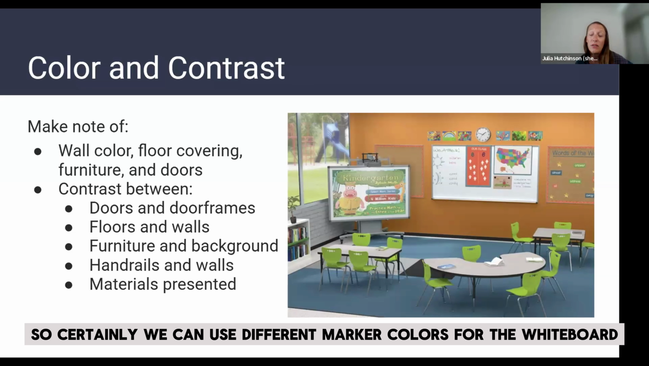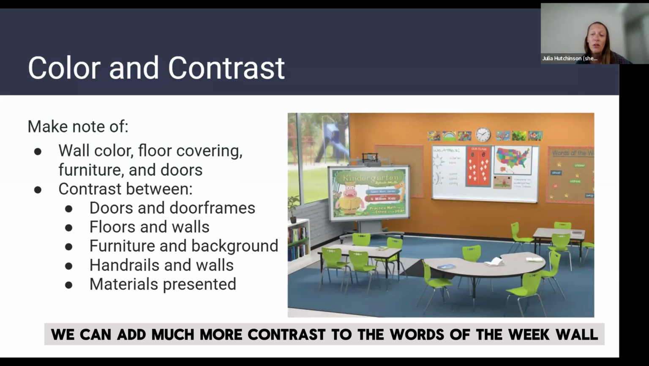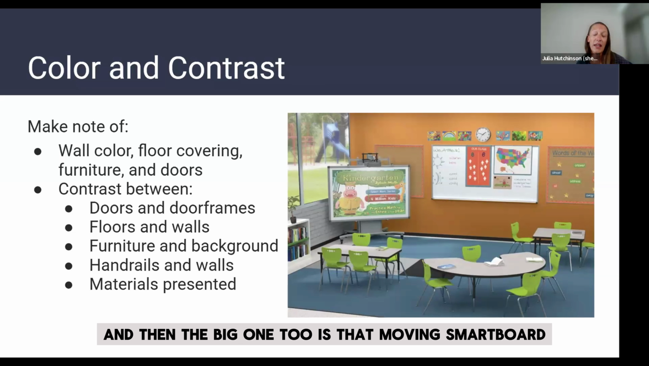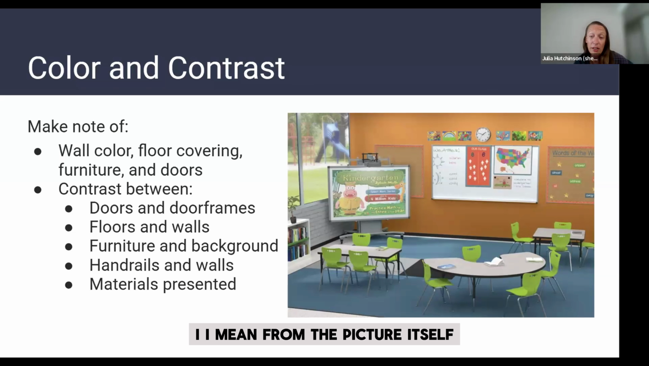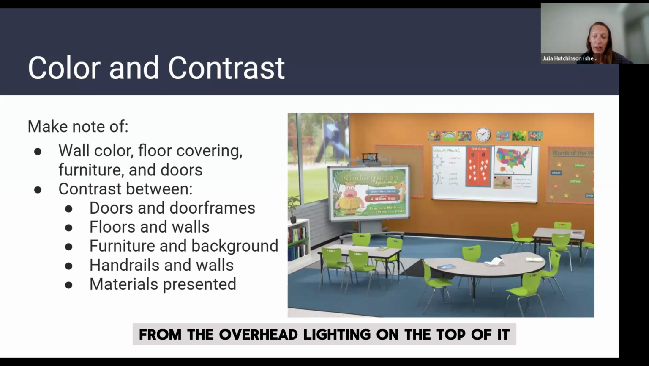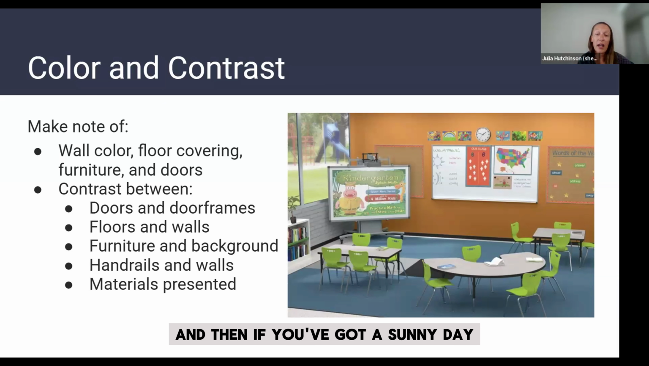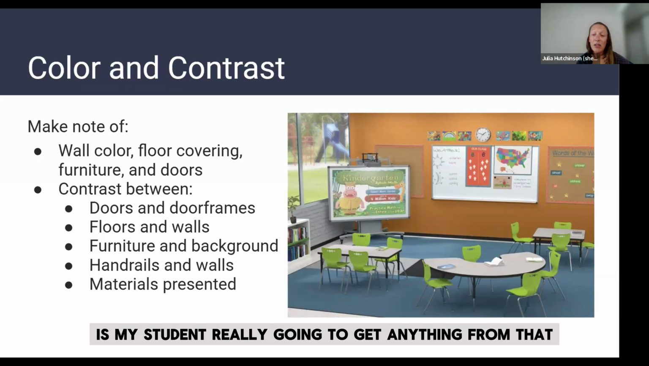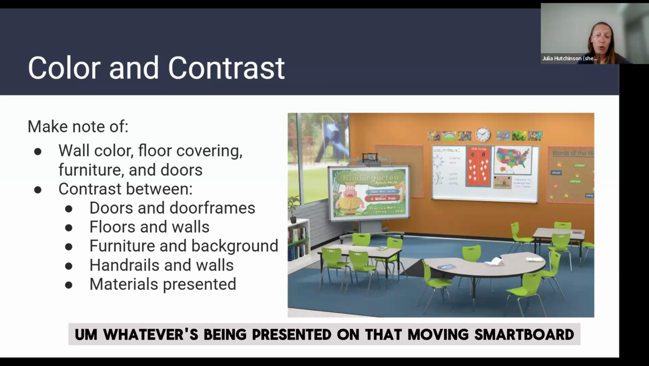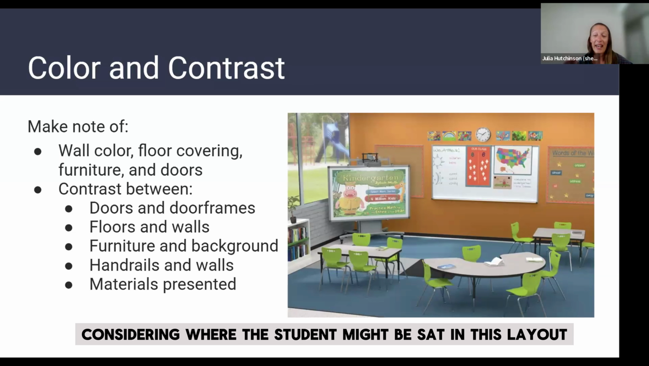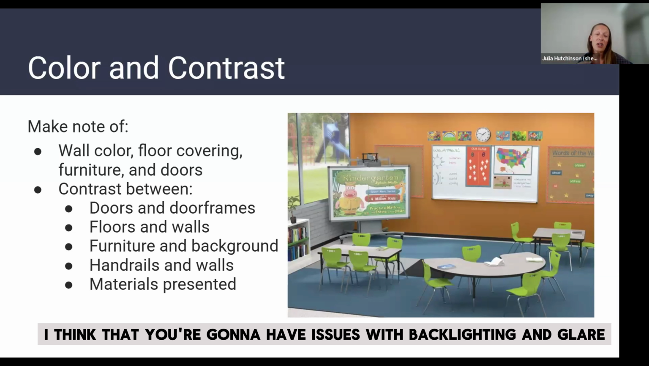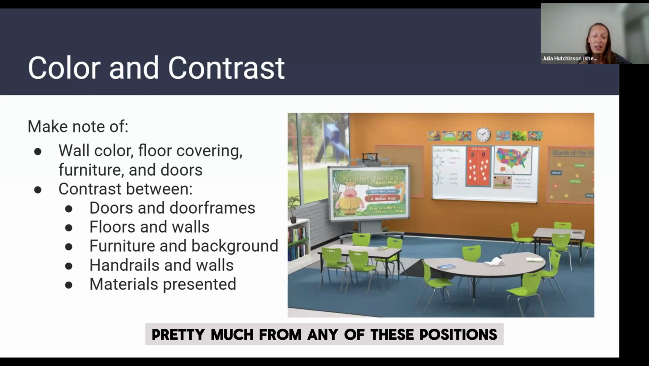So certainly we can use different marker colors for the whiteboard. We can add much more contrast to the words of the week wall. And then the big one too is that moving smartboard. Talk about backlighting. If it's a sunny day, from the picture itself, I can already see a little bit of glare from the overhead lighting on the top of it. And then if you've got a sunny day with sun coming in through those windows, is my student really going to get anything from whatever's being presented on that moving smartboard? I'm guessing not, especially considering where the student might be sat in this layout. I think that you're going to have issues with backlighting and glare pretty much from any of these positions.